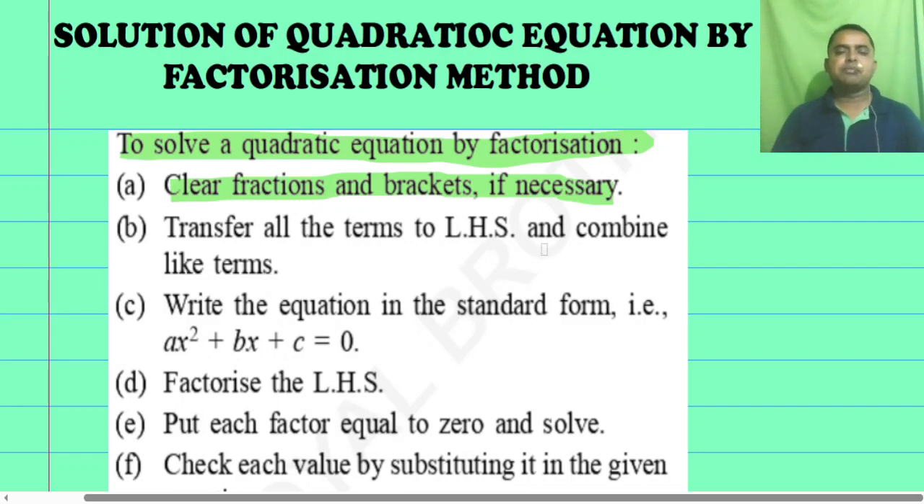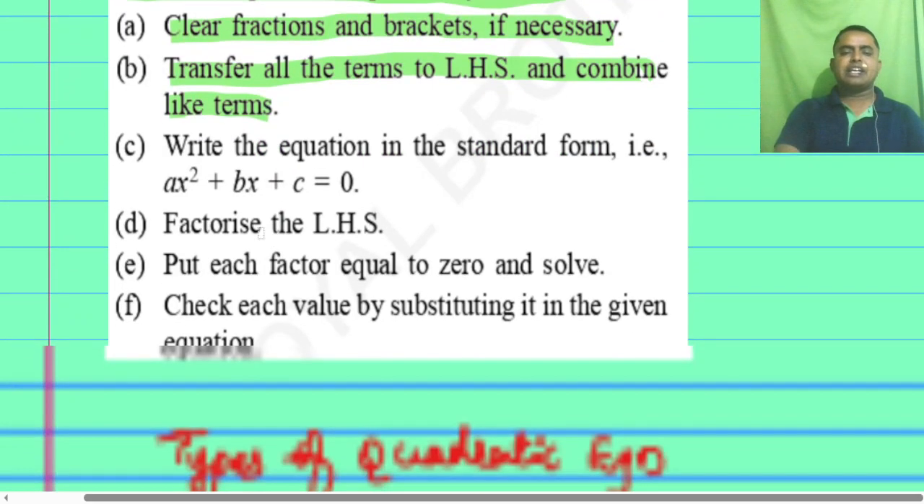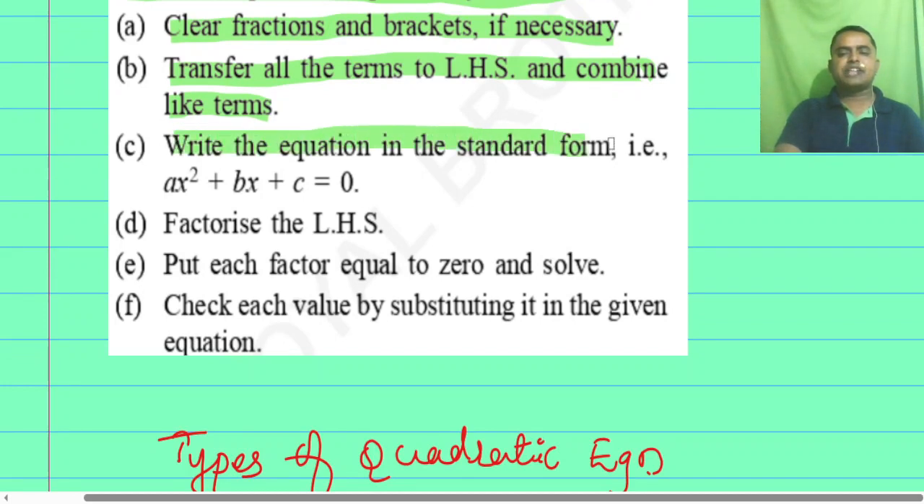If we have brackets and fractions, we have to clear those first and transfer all the terms to the left hand side, that is LHS, and combine the like terms. We transfer all the terms from the right hand side to the left hand side, and we have to combine the like terms. Write the equation in the standard form.